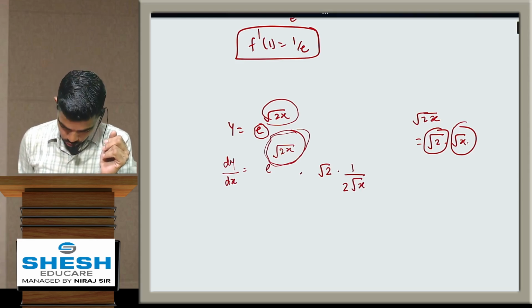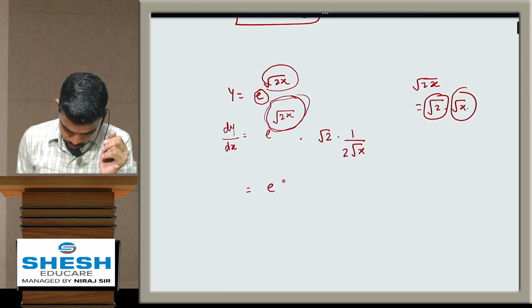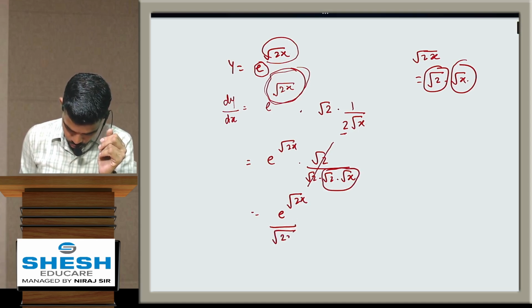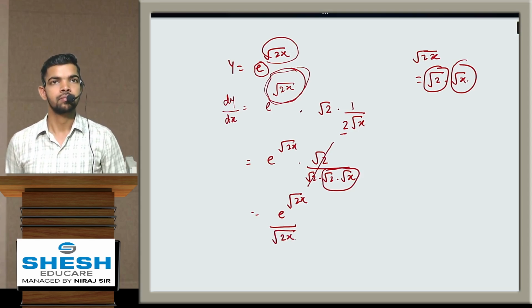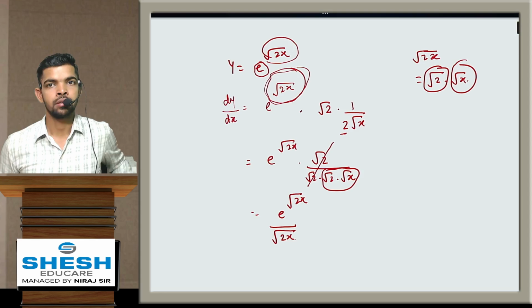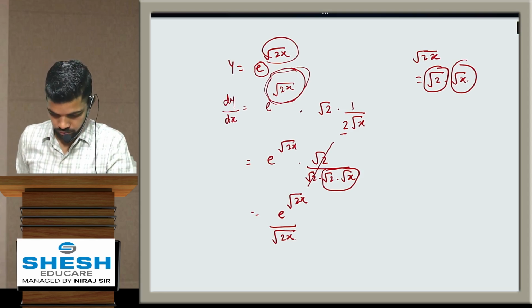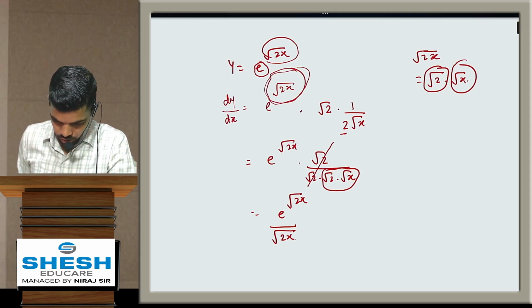Right. So now we can write root 2 upon 2 can be written as root 2 into root 2 then root x. ये cancel हो गया. So what will be your final answer? e raised to root 2x upon ये क्या है? root 2 root x, which is root 2x. I hope you understood.